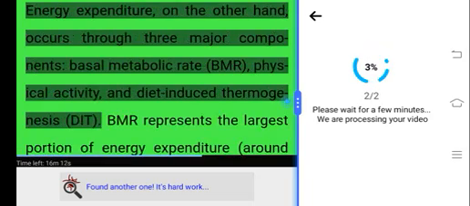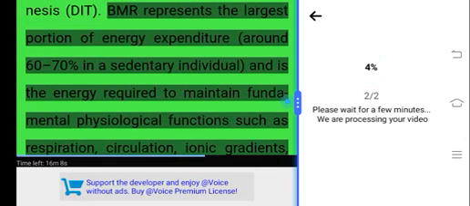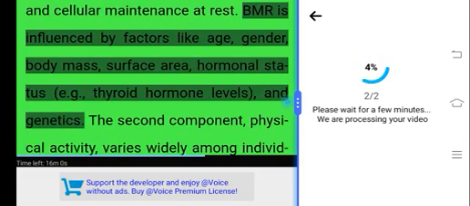principles of energy balance. Energy expenditure, on the other hand, occurs through 3 major components: basal metabolic rate (BMR), physical activity, and diet-induced thermogenesis (DIT). BMR represents the largest portion of energy expenditure, around 60–70% in a sedentary individual, and is the energy required to maintain fundamental physiological functions such as respiration, circulation, ionic gradients, and cellular maintenance at rest. BMR is influenced by factors like age, gender, body mass, surface area, hormonal status (e.g., thyroid hormone levels), and genetics.